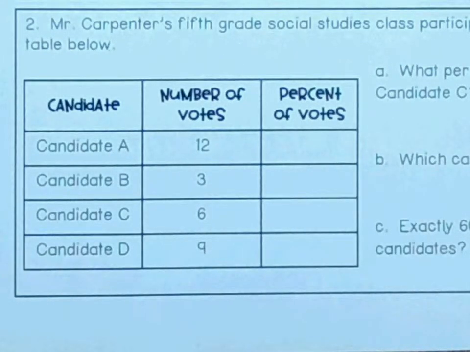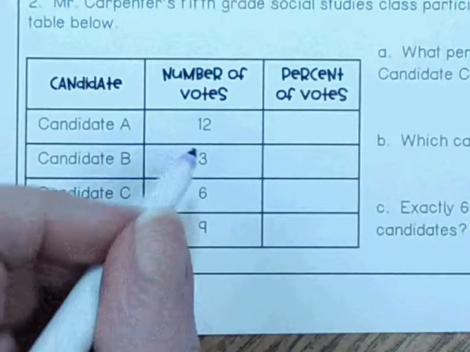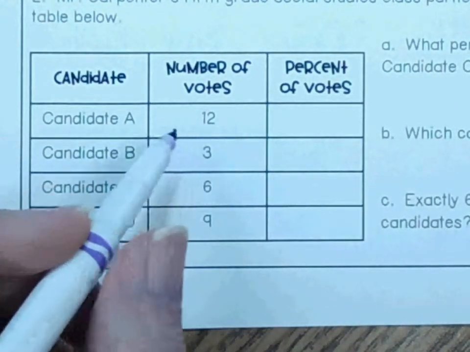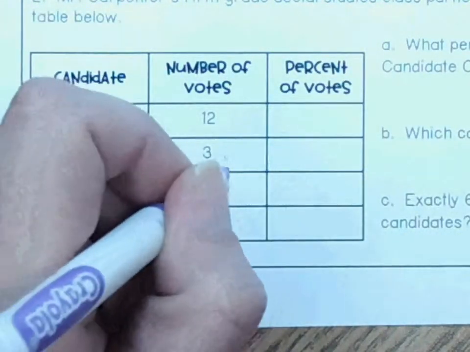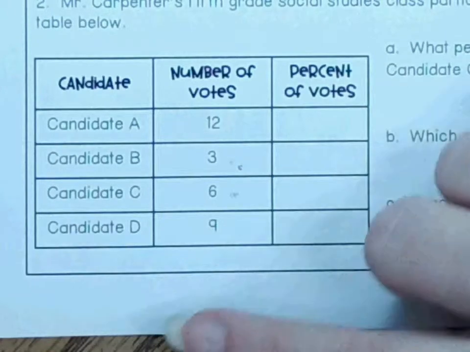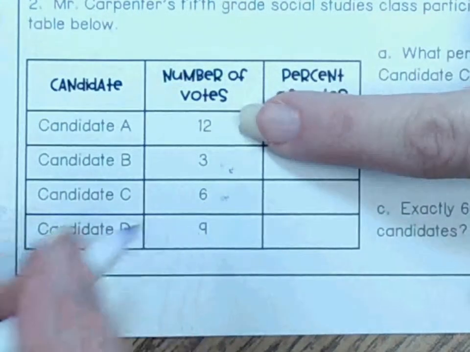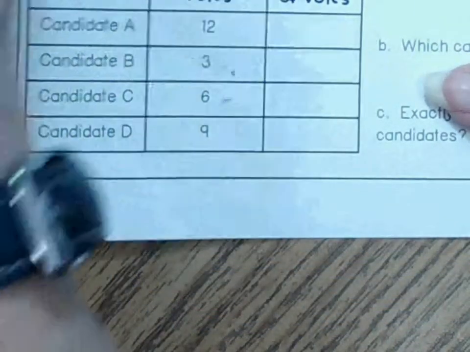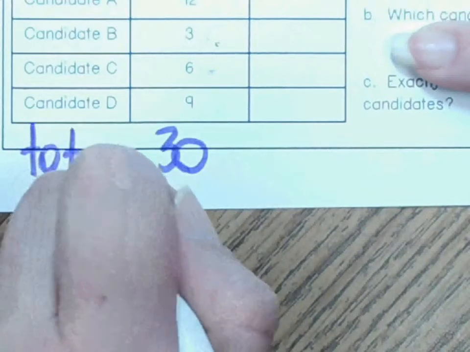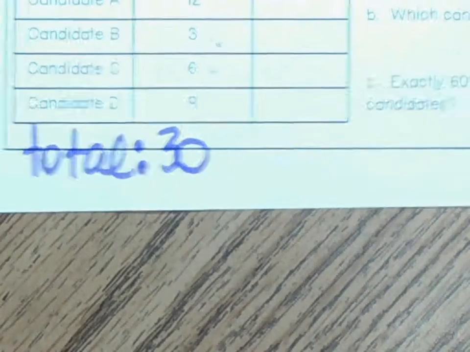So again, the first thing we want to do is add up all of our votes. So let's do that real quick. 12, this 6 plus 3 is 9. What's 9 plus 9? 18. So we have 18 plus 12, and that's going to equal what? 30. So I'm just going to put the total down here so we have it, because we'll need that for our percent proportion, won't we?